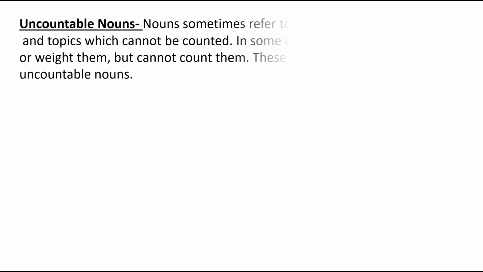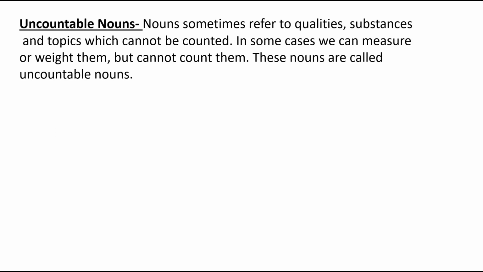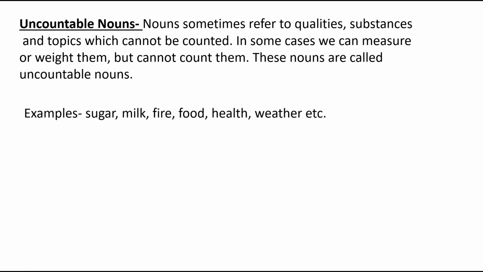Next, what are uncountable nouns? Uncountable nouns sometimes refer to qualities, substances and topics which cannot be counted. In some cases, we can measure or weigh them but cannot count them. These nouns are called uncountable nouns. As for example, sugar, milk, fire, food, health, weather, etc.